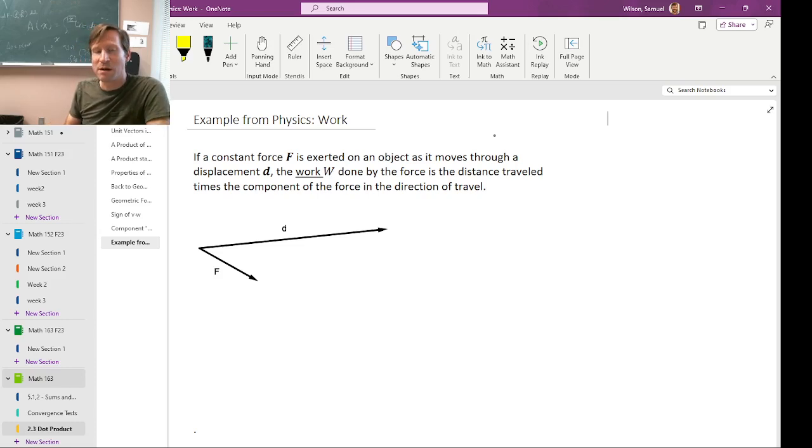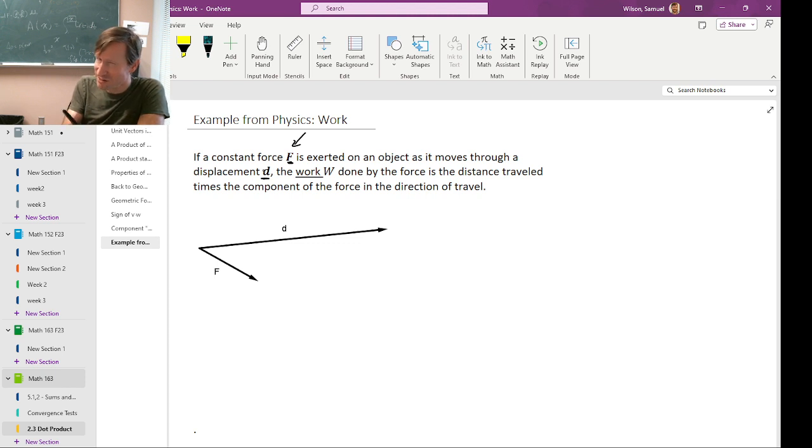Let's look at one more example of using the dot product. This one is from physics, so if you don't know much about physics, I apologize in advance, but we're going to have a look at this anyway. So in physics, if you have a constant force F, and remember force is a vector, right? So that's why I have this in boldface.